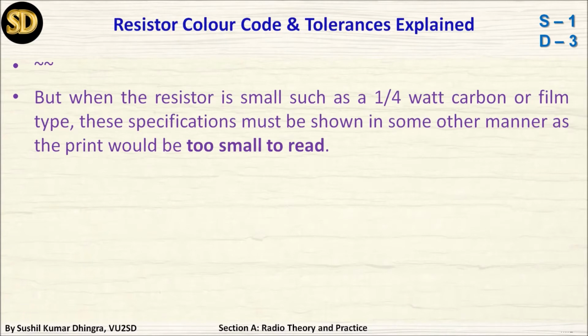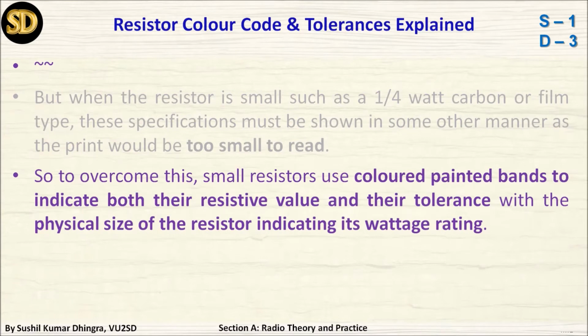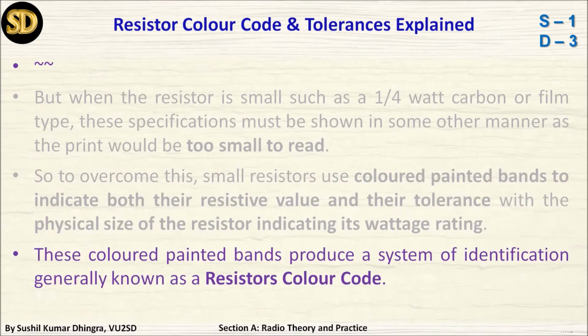But when the resistor is small, such as a quarter watt carbon or even much smaller or bigger, this specification must be shown in some other manner as print would be too small to read. They are so small, sometimes we need a magnifier. So in such a condition, to overcome this, colored painted bands indicate both their resistor value and their tolerance, with the physical size of the resistor indicating the wattage rating. By looking at the size of the resistor, you can say whether it is quarter watt, half watt, 1 watt, 2 watt, 5 watt, and so on. These color painted bands produce a system of identification generally known as the resistor color code.